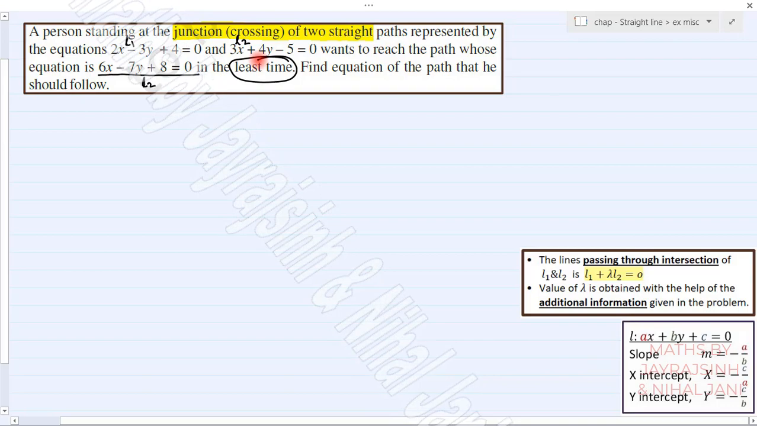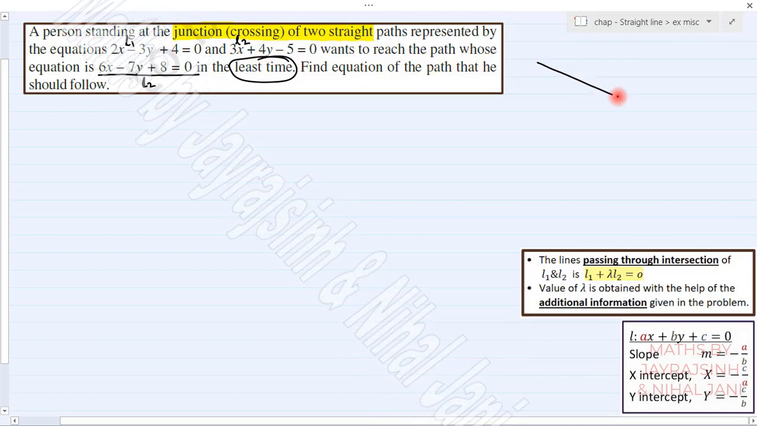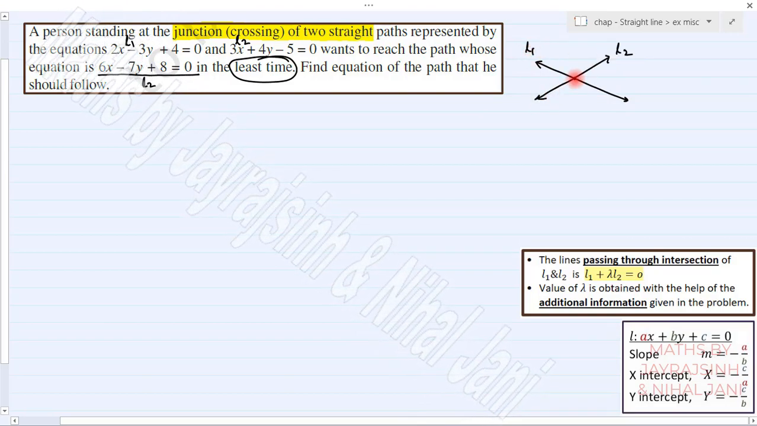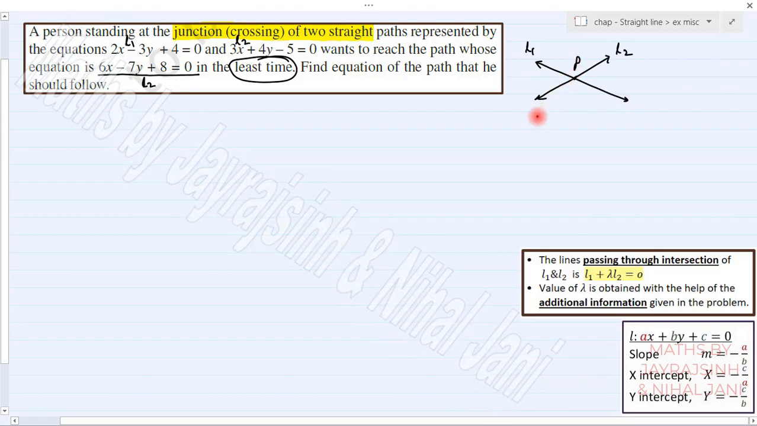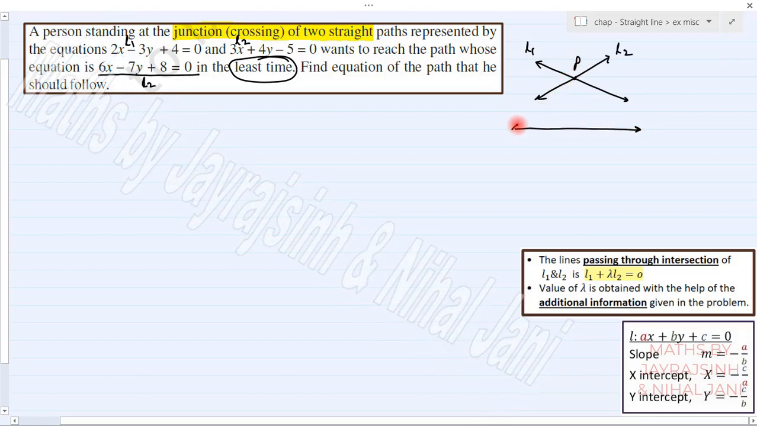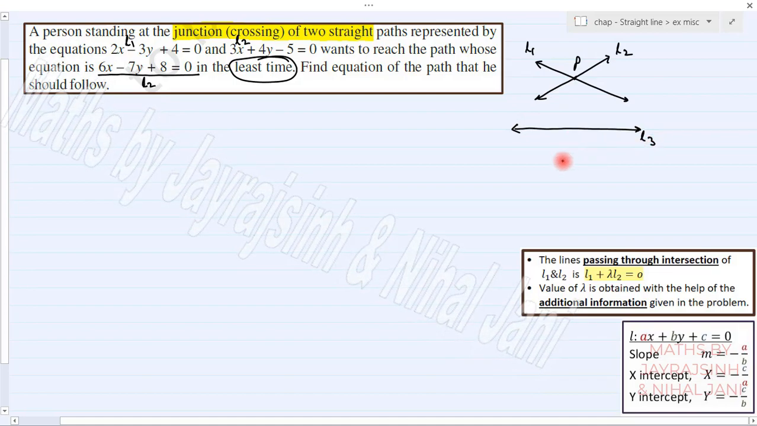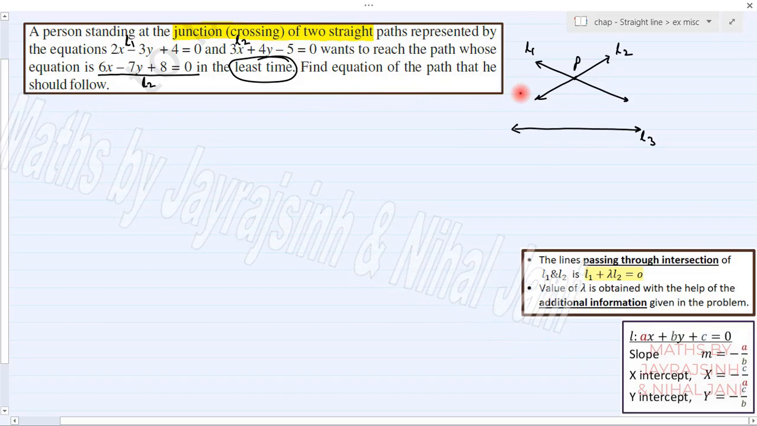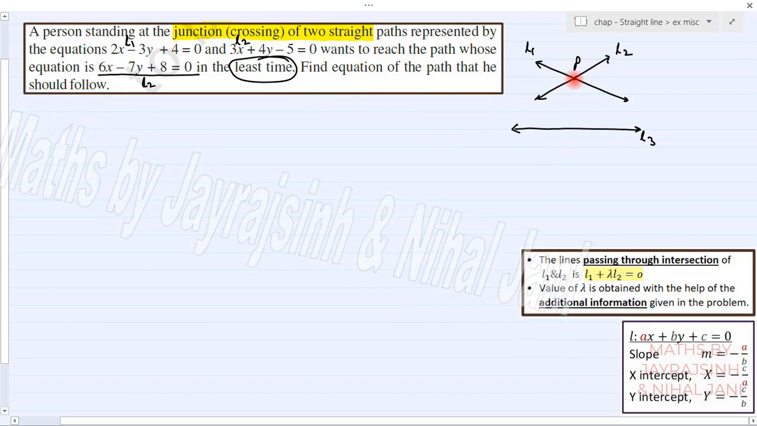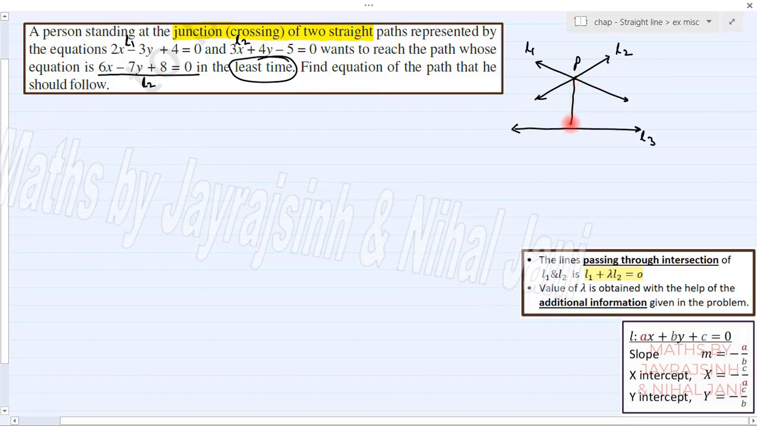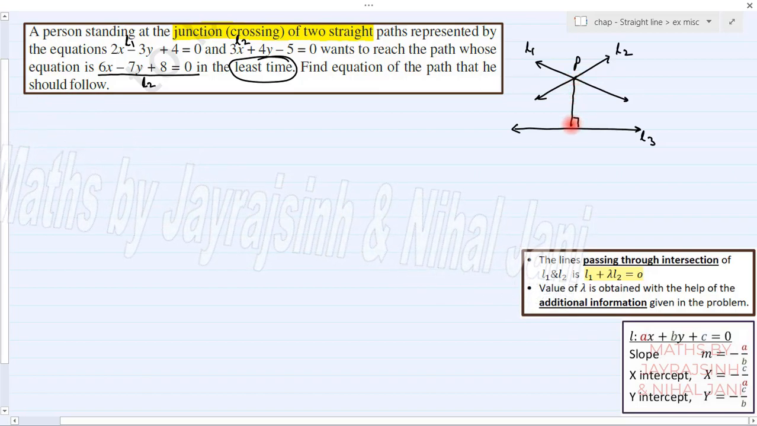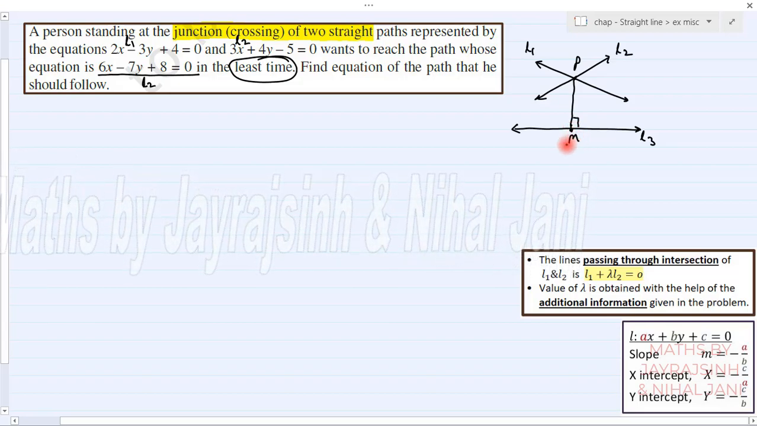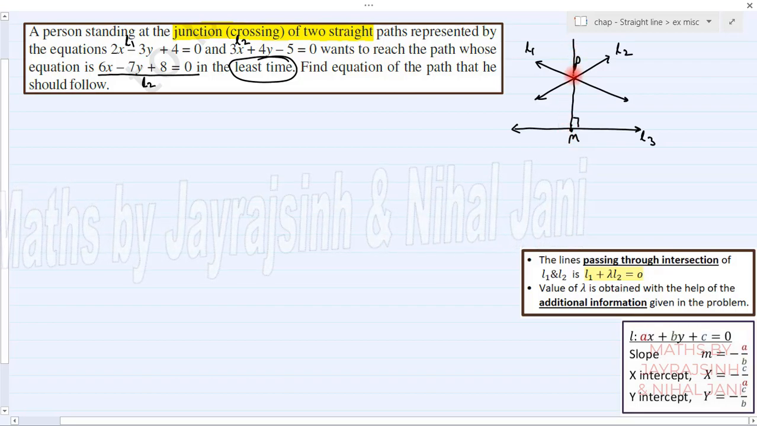So in this question, our person is standing on a junction of two lines, let's say L1 and L2 at point P. He wants to go on a path of equation of L3 line, and he wants to go in least time. That means it should take the shortest path, and shortest path is nothing but perpendicular distance from the point on a line. Or we can say we should go on path PM. That means we have to find equation of PM line.